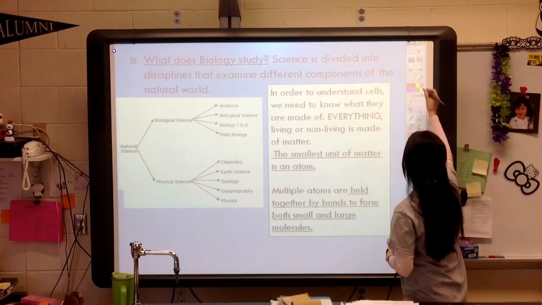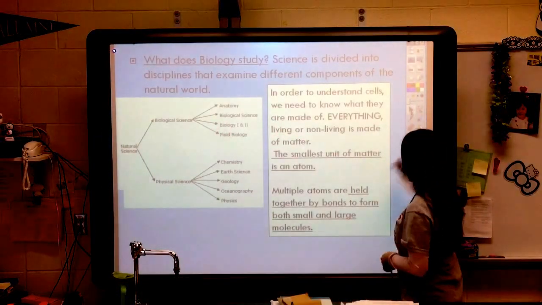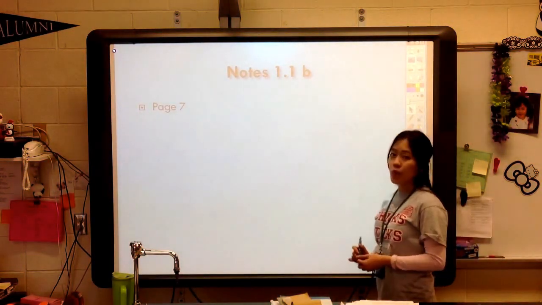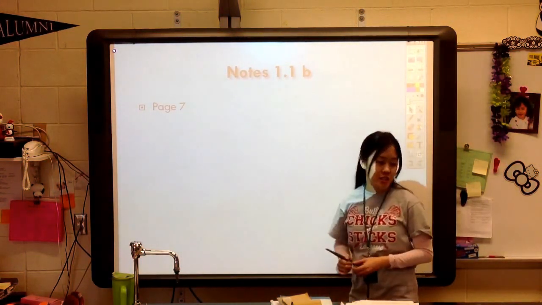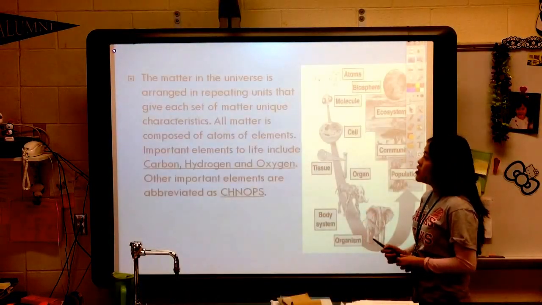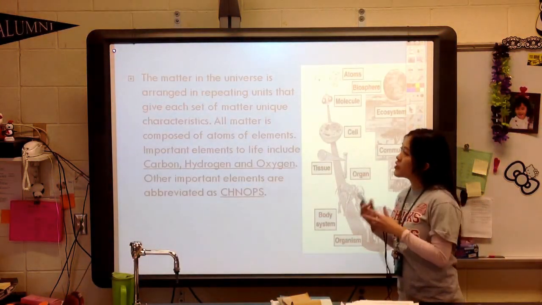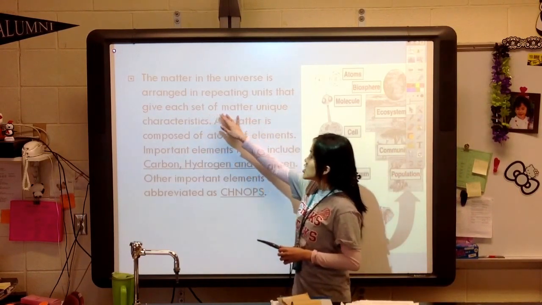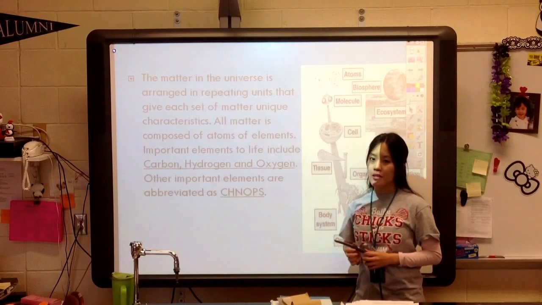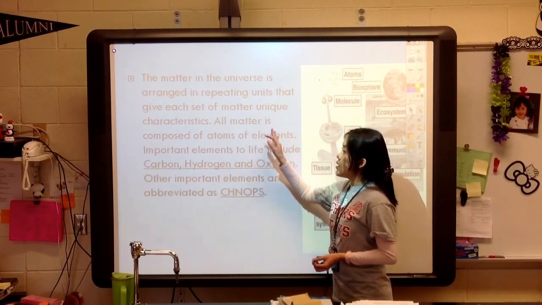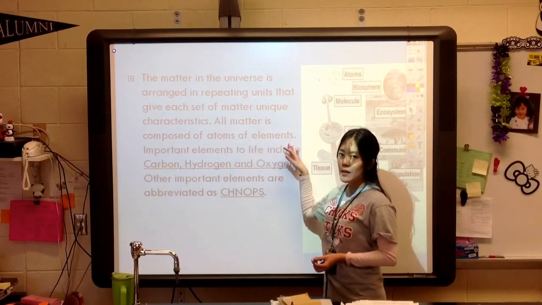Today, what we want to talk about is more about atoms. So this is notes 1.1b, and we're going to be on page 7 today of our notes. So matter, all the stuff in the universe, is arranged in repeating units that give each set of matter unique characteristics. All matter, all stuff, all things, is composed of atoms of elements.